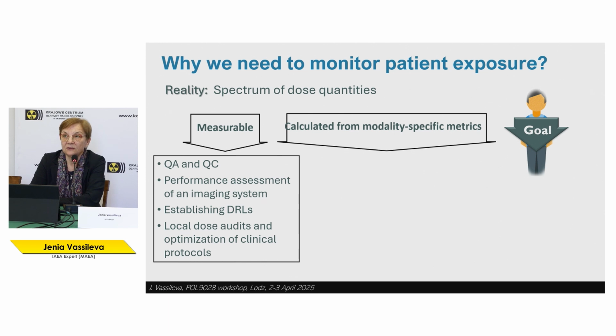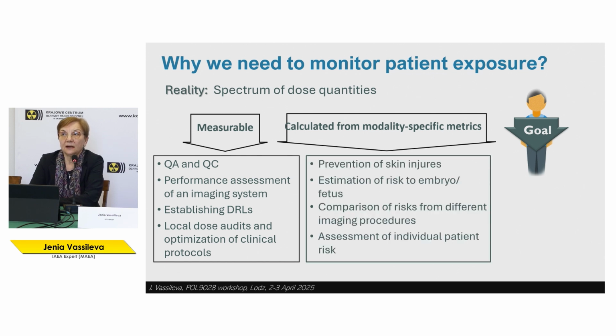Measurable quantities, although they are not patient doses, they are very useful because they can be measured with a good accuracy, 10, 20, 25% accuracy, and they can be used for quality assurance, quality control, for performance assessment, for establishing diagnostic reference levels and benchmarking between facilities, and for local dose audits and optimization of clinical protocols. I'll give you examples in a few minutes.